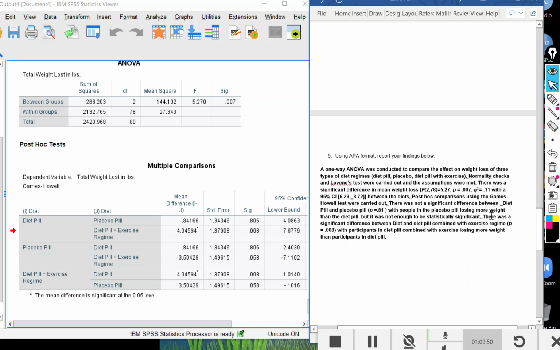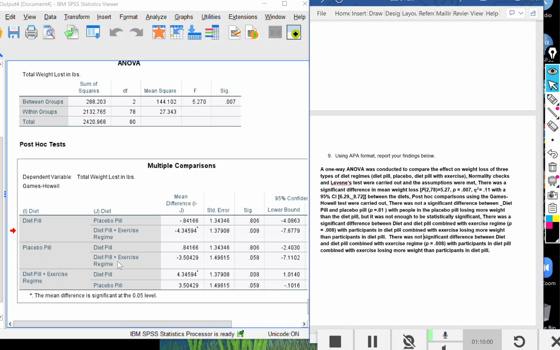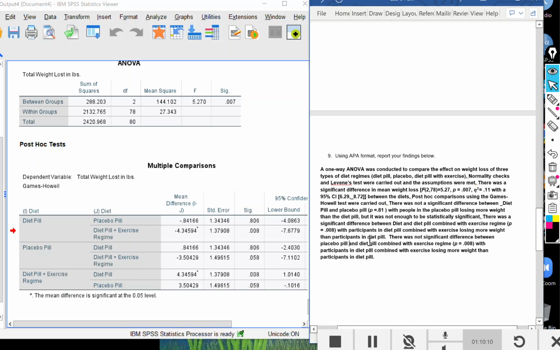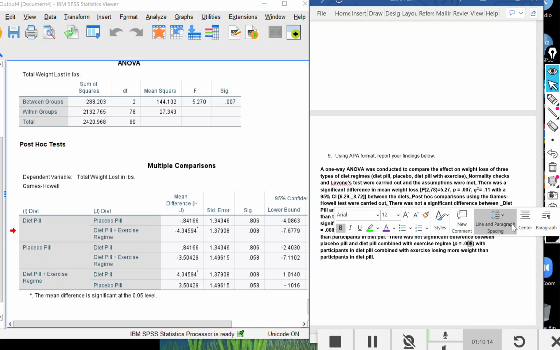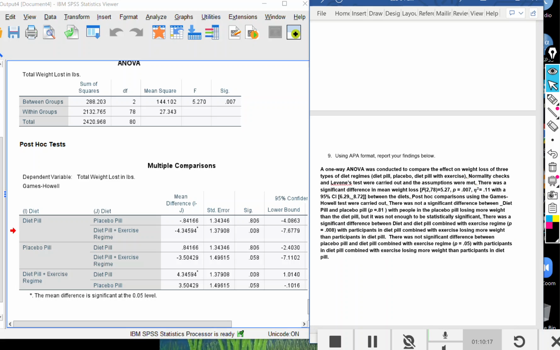And then you can, of course, write, if I was to copy and paste this down, I could write this for the last one, which is placebo pill versus diet pill plus exercise. And if I was to do placebo pill and then diet pill combined with exercise, not a significant difference because p-value is 0.058, with participants losing more weight in the diet pill combined exercise condition. Yeah, they're losing more weight than participants in the placebo pill condition, but it was not statistically significant.